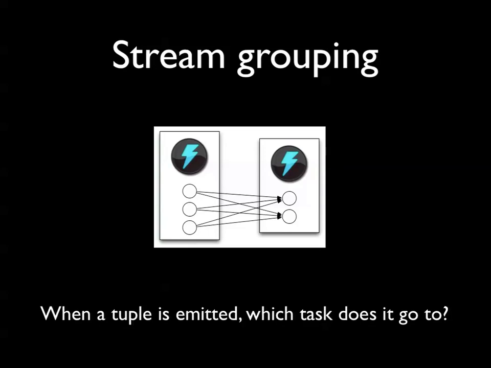Okay, so the fact that spouts and bolts are inherently parallel brings up the question of when a task emits a tuple, to which consuming task should it send the tuple? Here you have a bolt with 3 tasks sending messages to a bolt with 2 tasks. When a task on the left emits a message, which of the 2 tasks on the right does it choose to send the message to? You answer this question in Storm by providing what's called a stream grouping. A stream grouping just says how to partition the stream of messages.